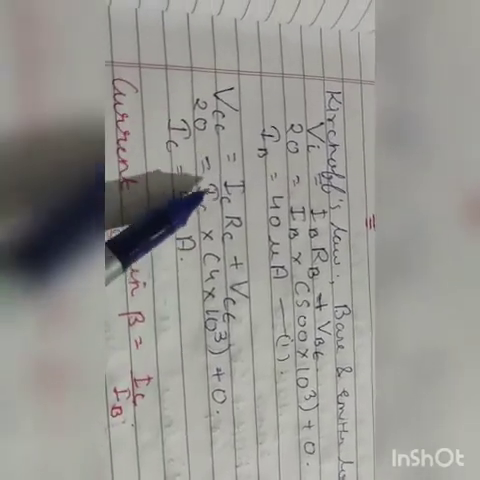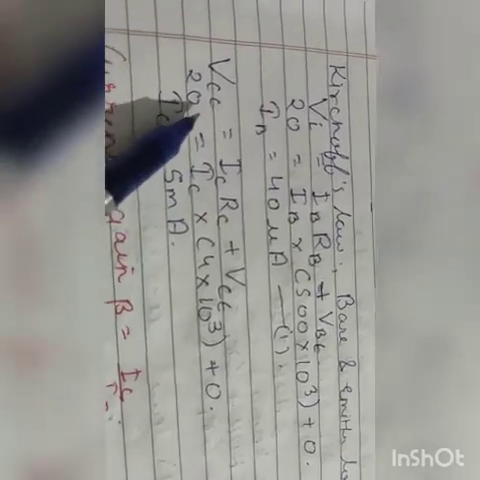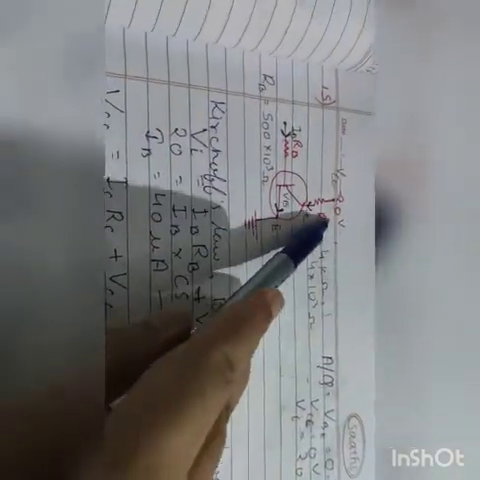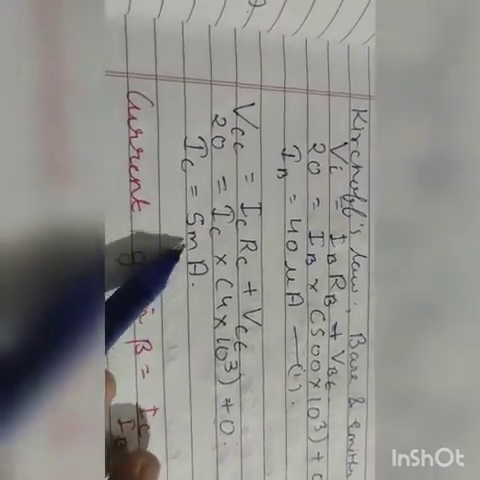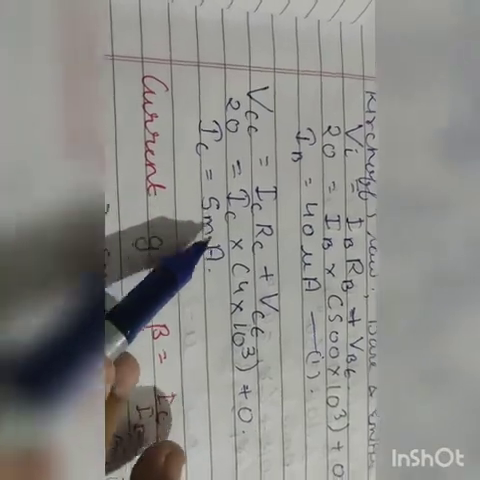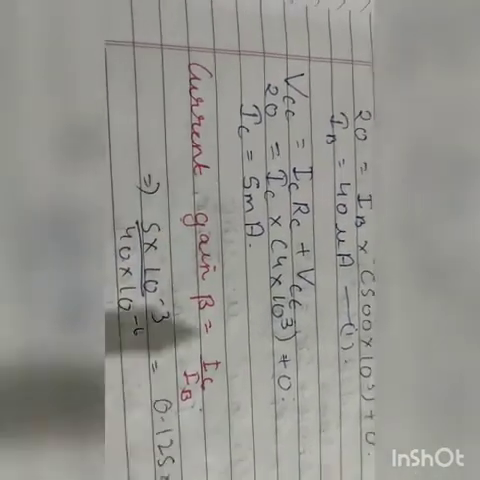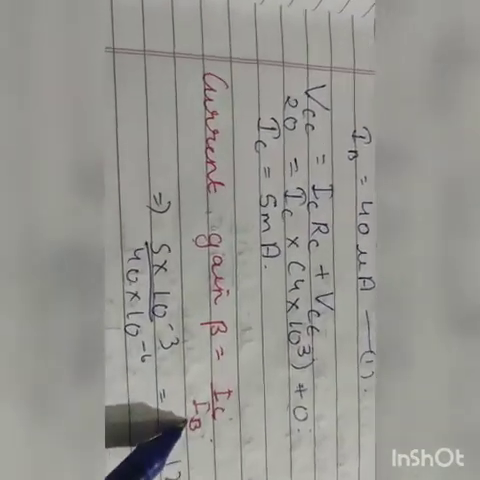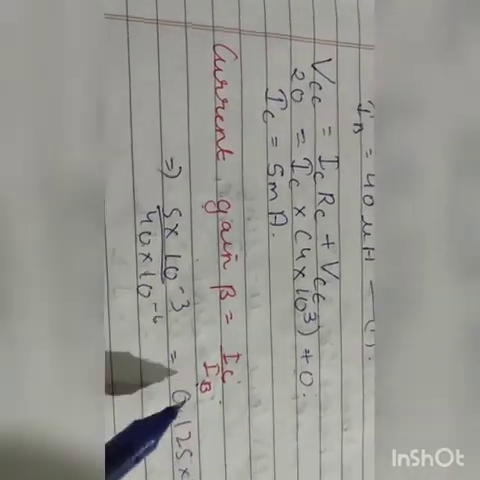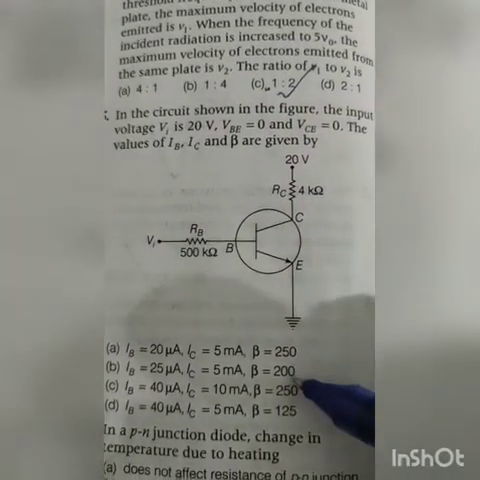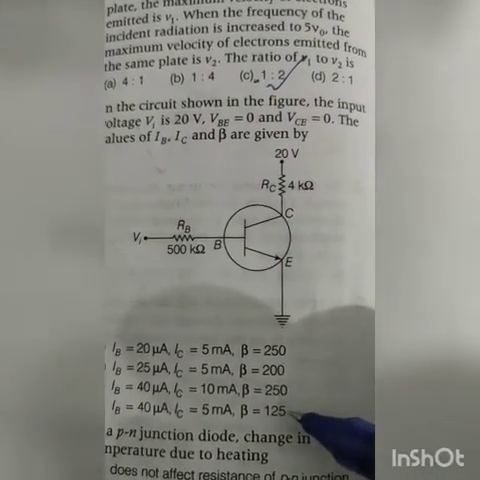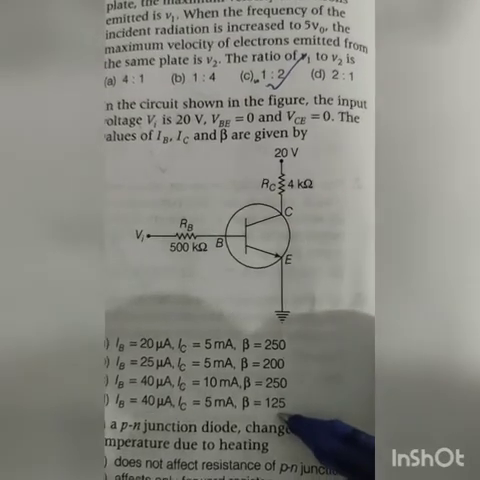So 20 is equal to, here VCC is given in the question as 20 volt. So VCC = IC RC + VCE, so 20 = IC × 4 × 10³ + 0. So IC is equal to 5 milliampere. Now the current gain, we know, is IC/IB. We put the values and we get 0.125 × 10³. So here our correct option is this, where it is given 125.